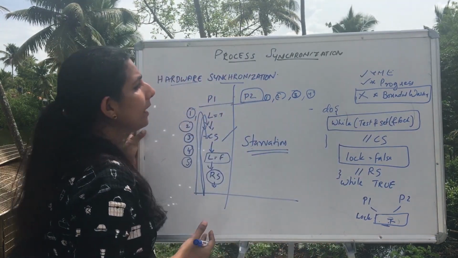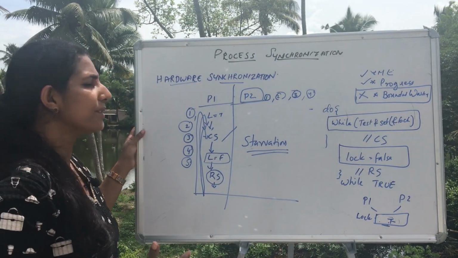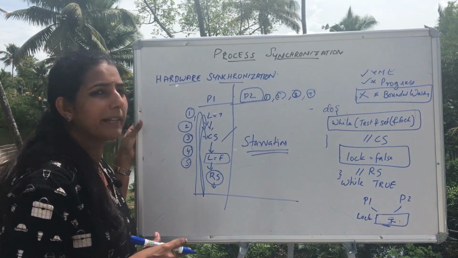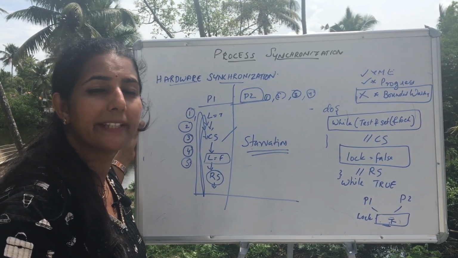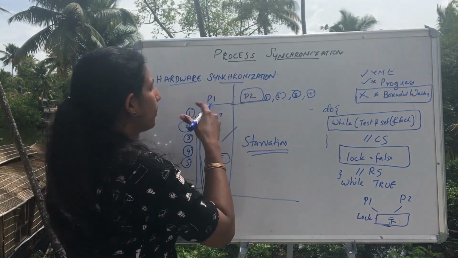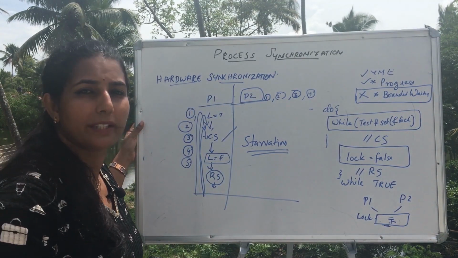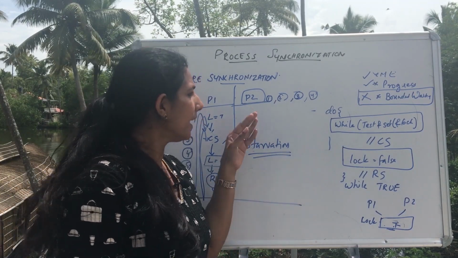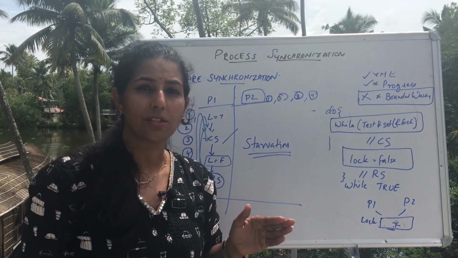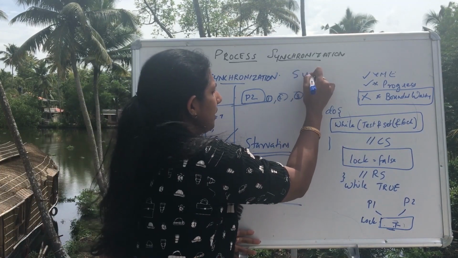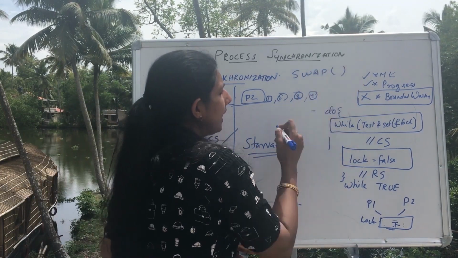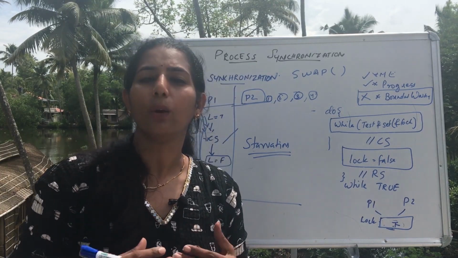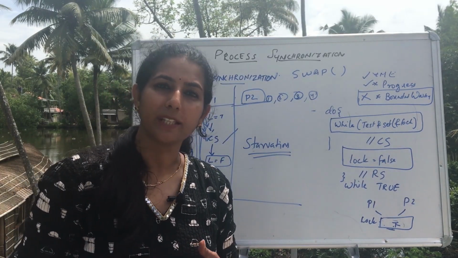But it can be a good solution for the critical section problem. Still it has some drawbacks, like the application programmer doesn't find it easy to apply this hardware synchronization tool for the critical section problem. In the upcoming videos, we are going to see hardware based synchronization using the swap function, and later we will see the classic synchronization problems and how we are going to solve those problems using semaphore.